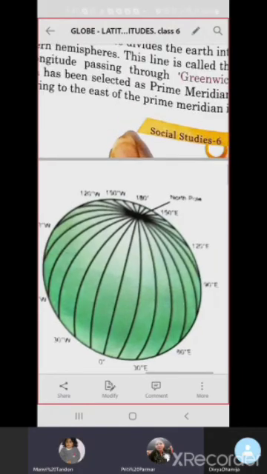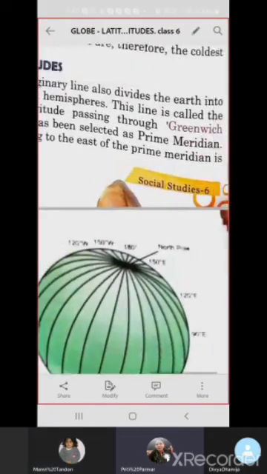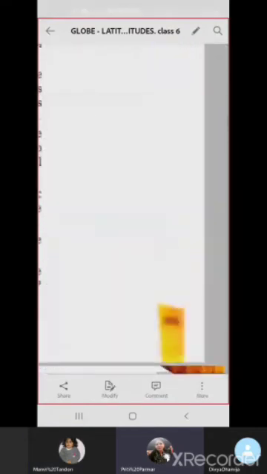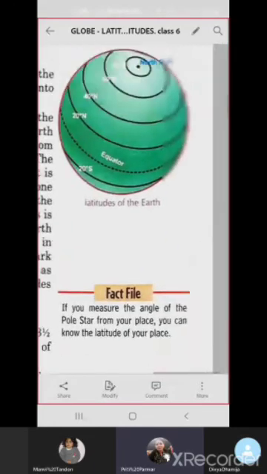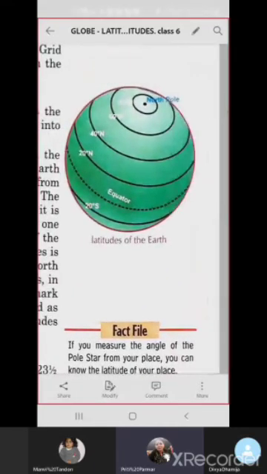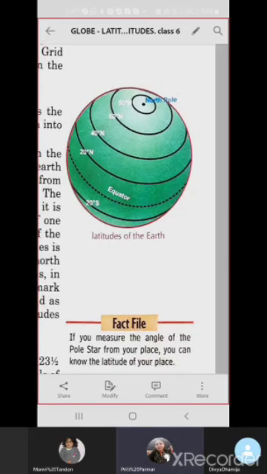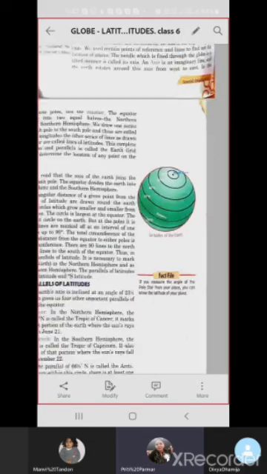So these are longitudes, or they are otherwise called the meridians. Then there are some lines which are running parallel to the equator. The equator is that part of the earth which divides the earth into two equal halves. So the lines running parallel to the equator are called parallels, and the other name given for the parallels is the latitude. I hope this much is clear. Let us read the fact.